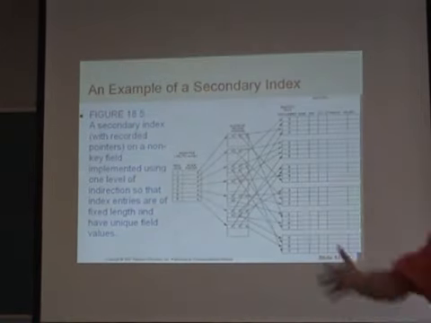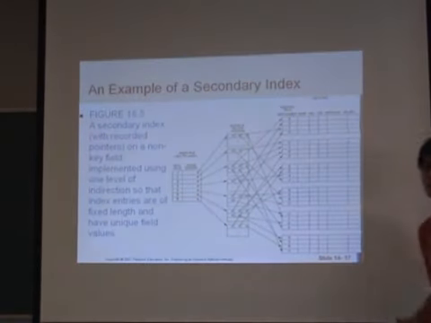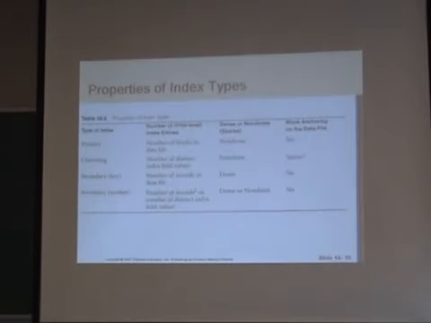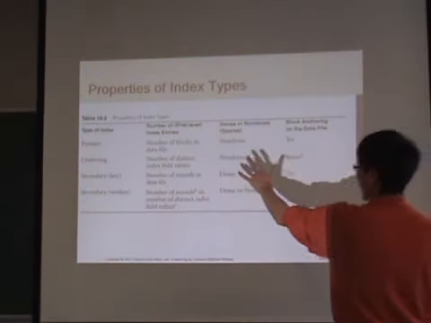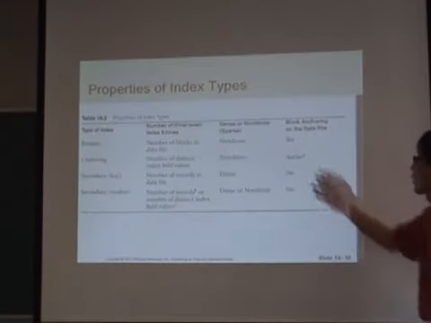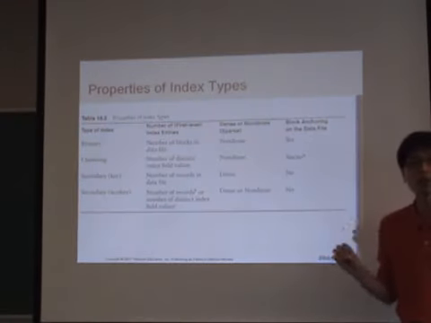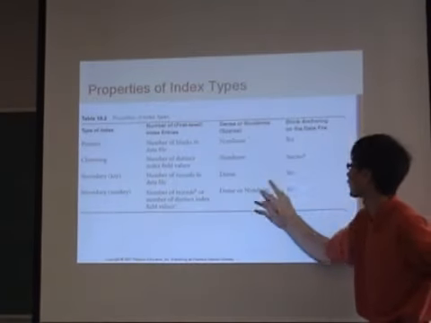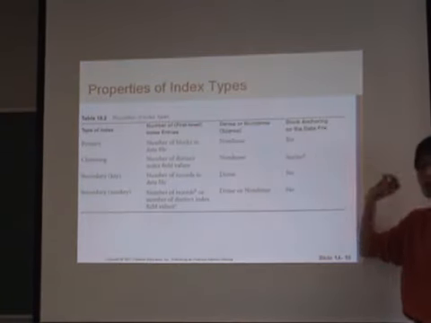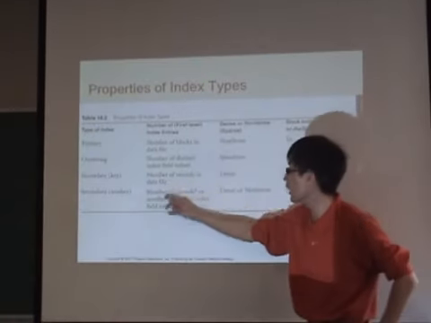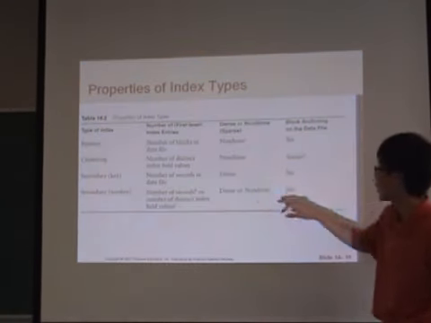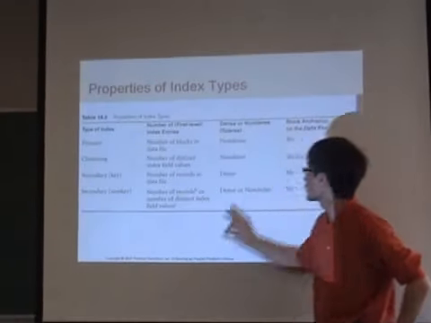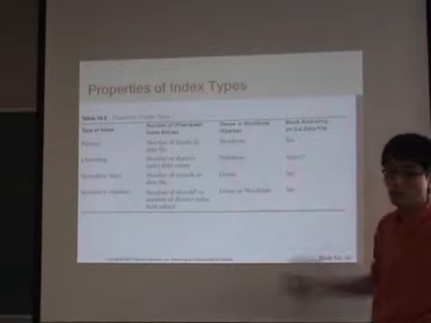What is the problem of this single level index? Before that, why don't we summarize? This one, primary index, is definitely non-dense, and we are going to use the anchor data. Why? Because they are already sorted in the data file. Clustering is definitely non-dense. Sometimes we use the anchor, sometimes we do not. Secondary index, in case of non-key, is dense, and we do not use the anchor data. Even when there is a key, it's dense.